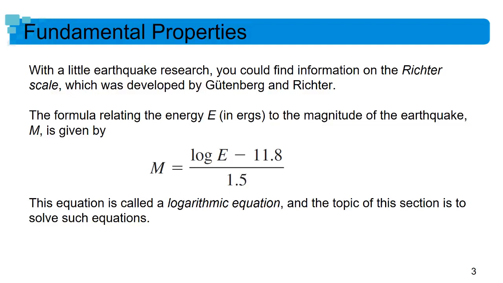So the energy related to the magnitude of the earthquake is given by this scale. You basically take the log of the energy, then you subtract 11.8 from it, you take that number, you divide by 1.5, and that gives you the magnitude of the earthquake.